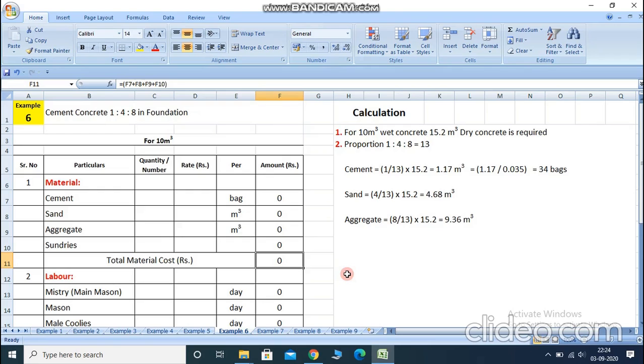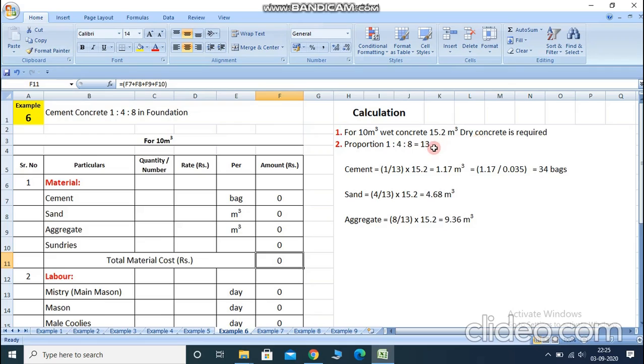This is normal PCC work in a foundation. We calculate the total quantity for 10 meter cube, find the rate, and then find out the 1 meter cube rate. First we calculate the total material quantity required for 10 meter cube of the work. For 10 meter cube of wet concrete, 15.2 meter cube of dry concrete is required. When we add water to this 15.2 meter cube of dry concrete, we get 10 meter cube of wet concrete.